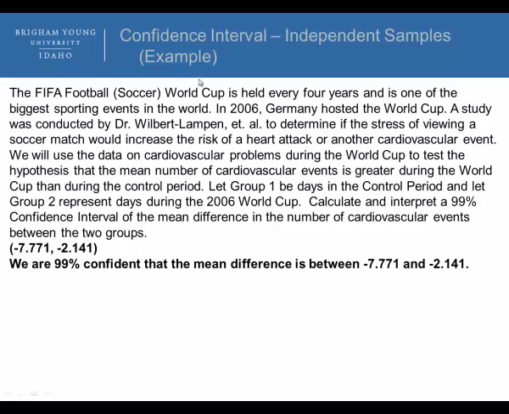Let's go through the second example using the World Cup data. So this is the same data that we used before when using the hypothesis test. Now we're going to deal with it using the confidence interval. So going down to here, let group 1 be days in the control period, and let group 2 represent the days during the World Cup.